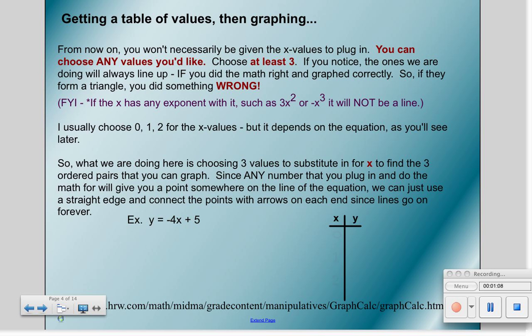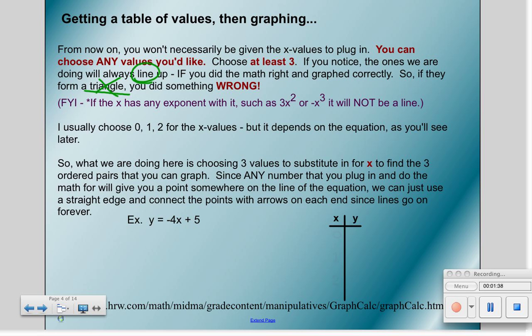So if you did the math right and you graph correctly, it's going to be a line. If you did something wrong, you're going to end up with a triangle, okay? So these should all be lines. If you do something wrong, you're going to get a triangle. We don't want triangles. We don't want crooked lines. So then you want to make sure you go back and see if you graphed the points right. That would be in the first part of the video. Or you want to make sure that you did the math right. Those would be the 2 reasons that you're not getting a line.